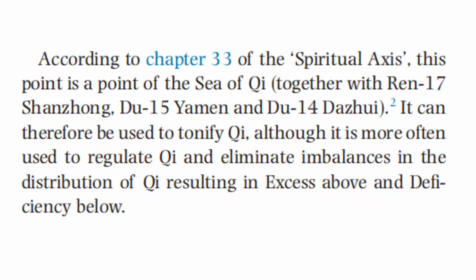According to chapter 33 of the Spiritual Axis, this point is a Sea of Qi point together with Ren 17, Du 15, and Du 14. It can therefore be used to tonify Qi, although it is more often used to regulate Qi and eliminate imbalances in the distribution of Qi, resulting in excess above and deficiency below.